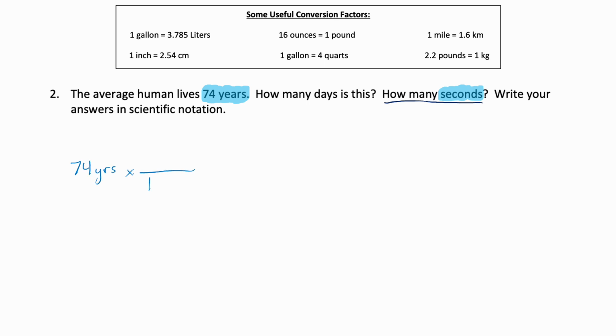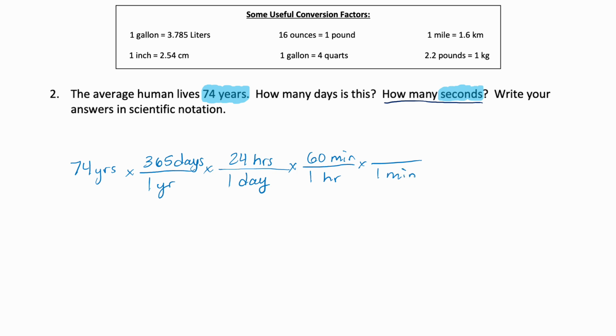We know that in 1 year, we have 365 days. We know that in 1 day, we have 24 hours. We know that in 1 hour, we have 60 minutes. And we know that in 1 minute, we have 60 seconds.